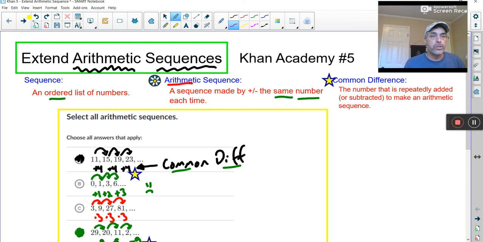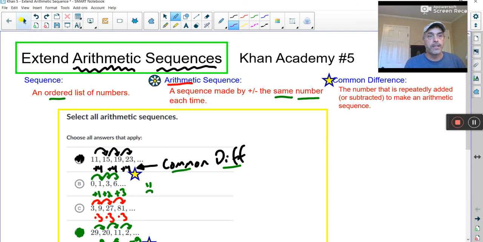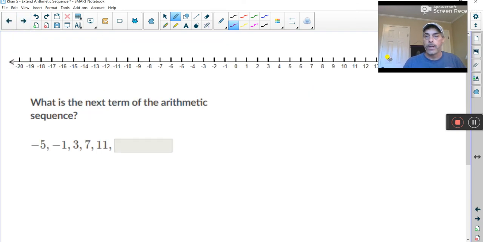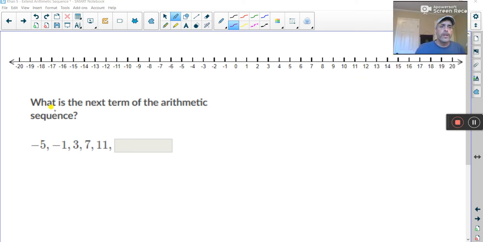Okay, so we're going to get into 4 practice problems that are on this same Khan Academy Extend Arithmetic Sequences. There we go. All right, so what is the next term of the arithmetic sequence?